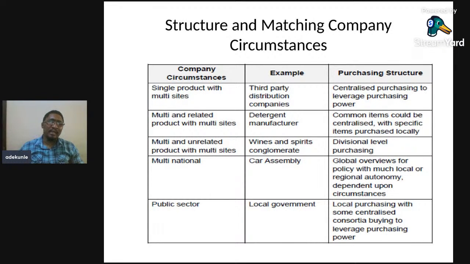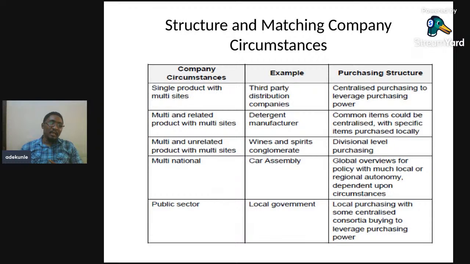Of course, when you have an organization with multiple related products and multiple sites, it means they are producing mugs, hand sanitizers, and, let's say, eyeglasses, multi-product like that. And they are reaching out through different sites or regional distribution centers. One of the common things seen in their purchasing structure is that common items could be specialized, with specific items purchased locally.